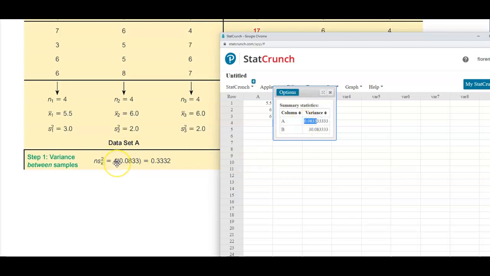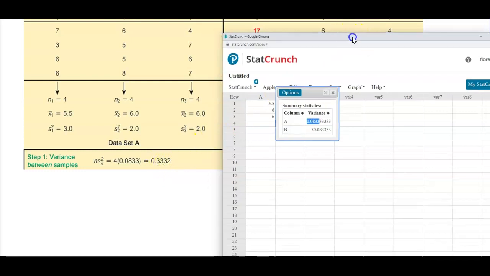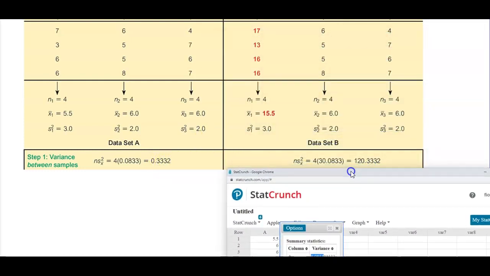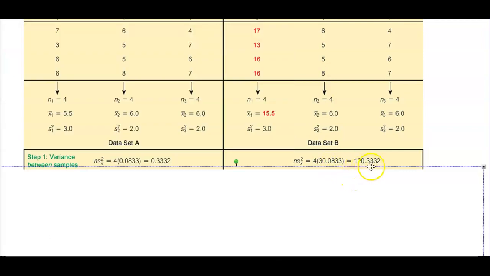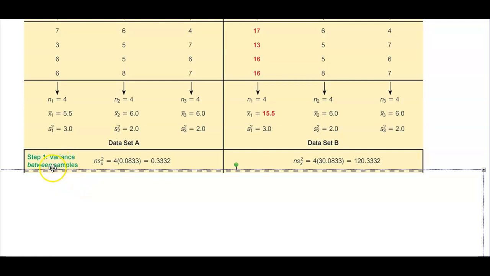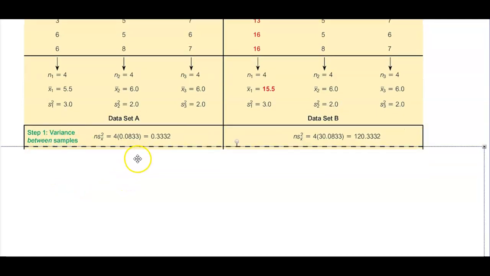So if we take the value of 4, which is the sample size, and multiply the variances of the sample means, we get 3.333. Okay, likewise, over here, we want to find the sample variances of these means. So we're going to take 4, and then the sample variance is 30.0833. And if we multiply it by that, then we get 120.3333. That represents the variances between samples.